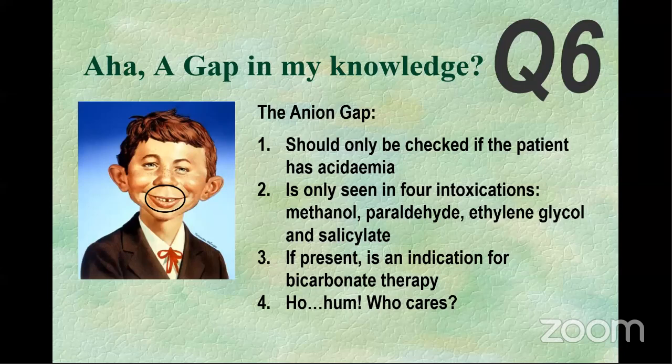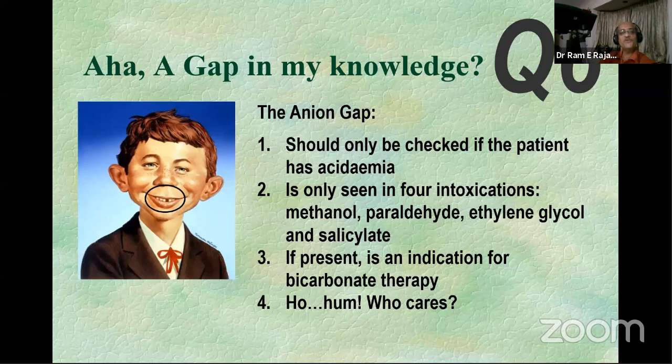So I would like to speak. Yeah, sure. So the statement is: the anion gap should only be checked if the patient has acidemia, is only seen in 4 intoxications: methanol, paraldehyde, ethylene glycol, and salicylate. If present, is an indication for bicarbonate therapy. And who cares? Sir, so basically anion gap. So you say I will throw out 4. I do care. Okay, thank you, and then go on.